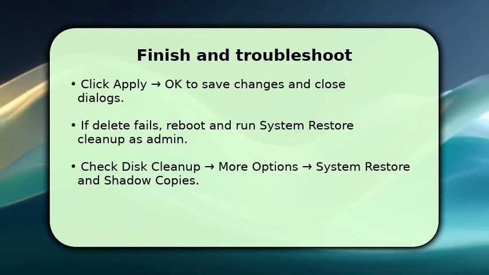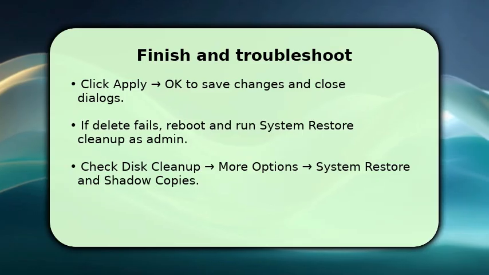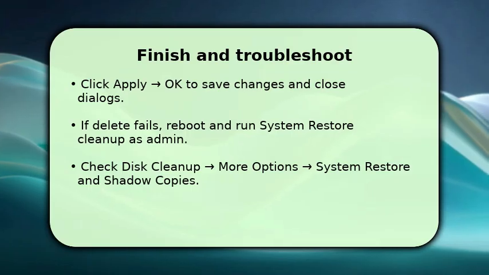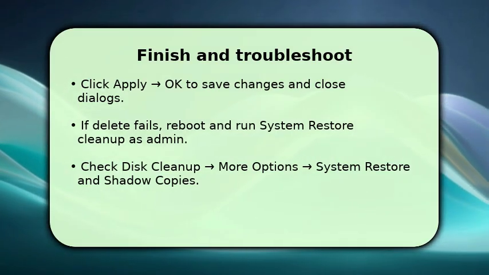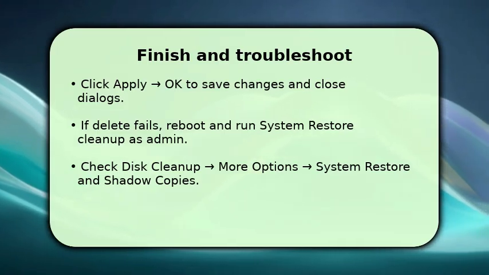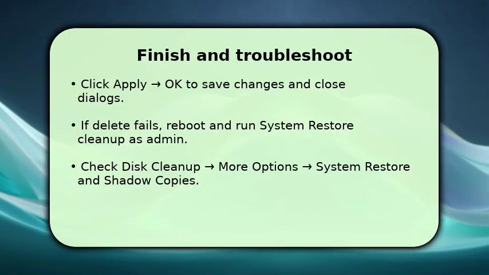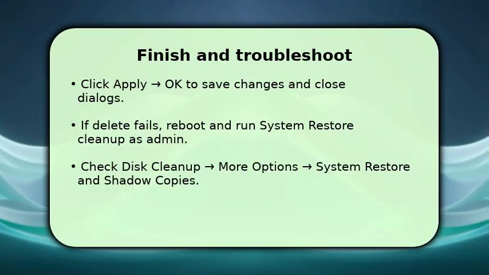If the delete button fails or points persist, reboot and retry as an administrator. Sometimes a running service locks shadow copies. You can also run Disk Cleanup, choose more options, and remove system restore and shadow copies there to force cleanup. Make sure to verify free space afterward and re-enable protection if you want future restore points with a controlled max usage setting.